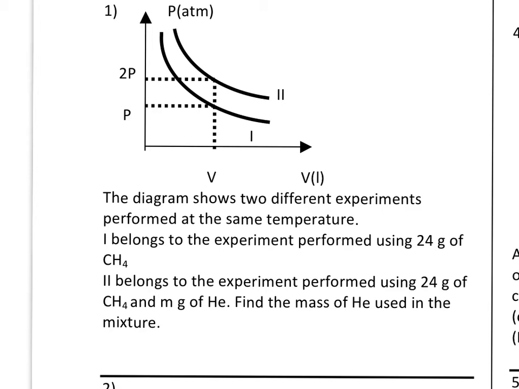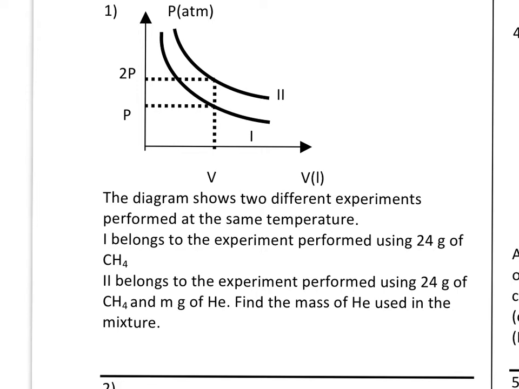This is question number 1 in worksheet 2, gases. The diagram shows two different experiments performed at the same temperature. Curve 1 belongs to the experiment performed using 24 grams of methane, and curve number 2 shows the results performed when we are using 24 grams of methane plus m grams of helium. Find the mass of helium gas found in the mixture.